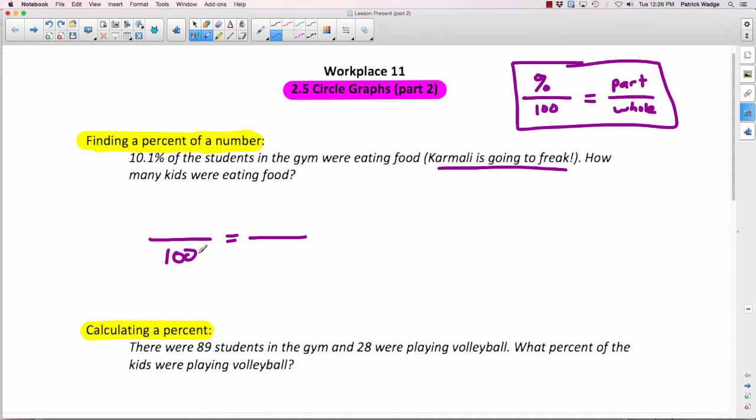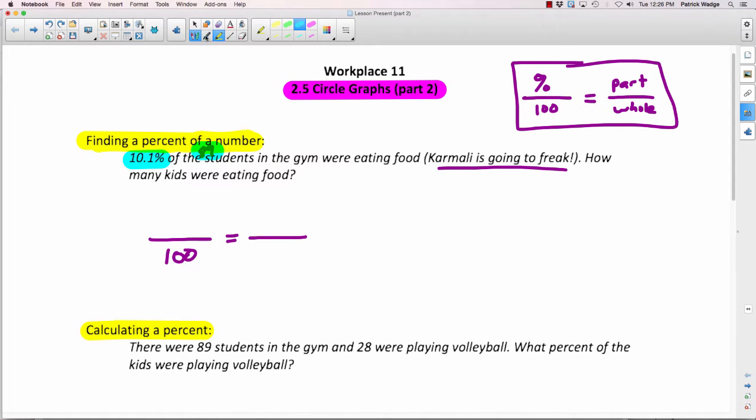The next easiest thing to figure out is whether you know a percent or not. There's only a couple numbers in this question. What we got? We got this, 10.1%, and, oh, whoops, it doesn't tell us how many students there are. It should say 89 students. 10.1% of the 89 students, just like it says 89 down here. Sorry about that. So yeah, the other number we know is that there's 89 students in the gym.